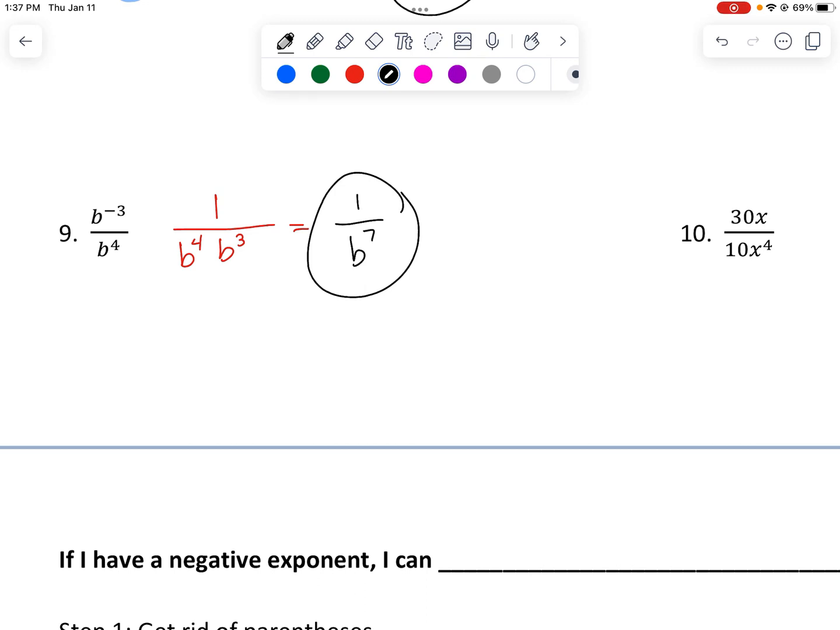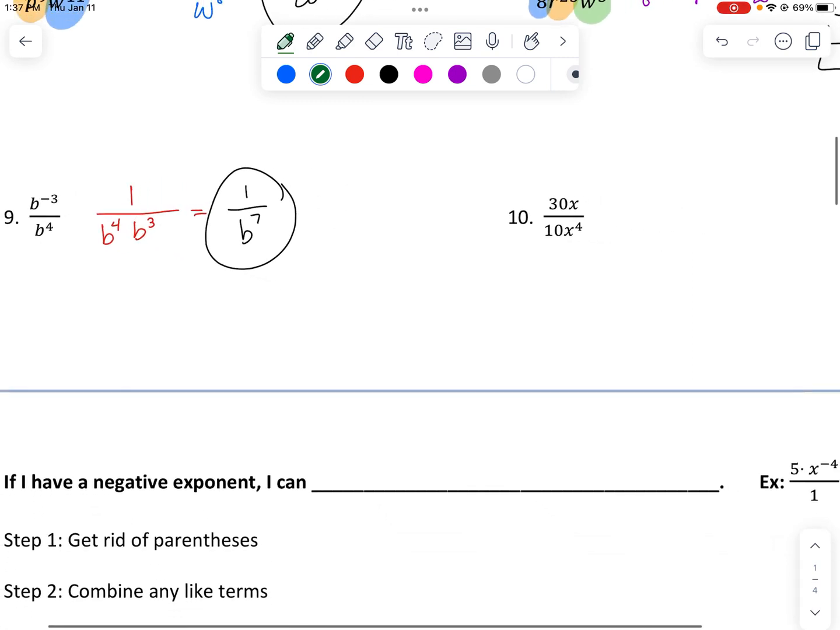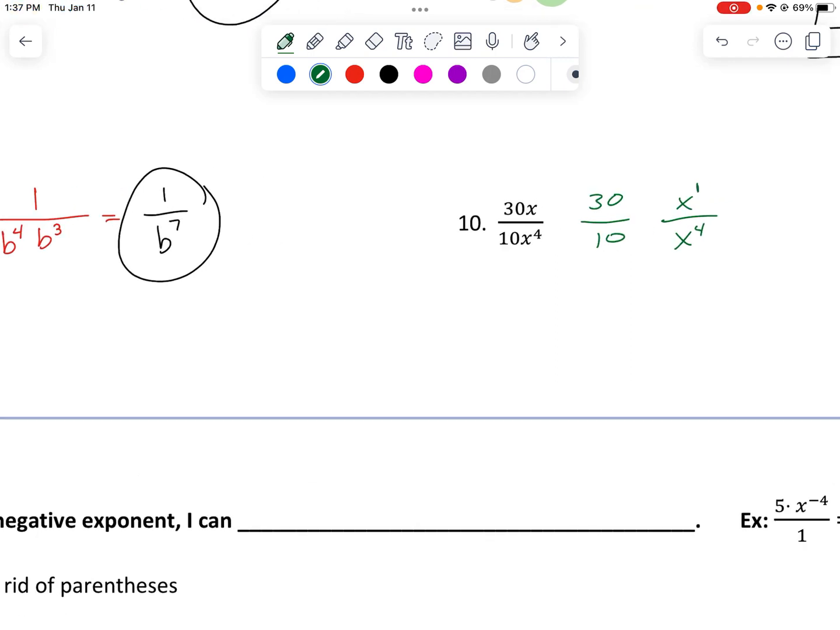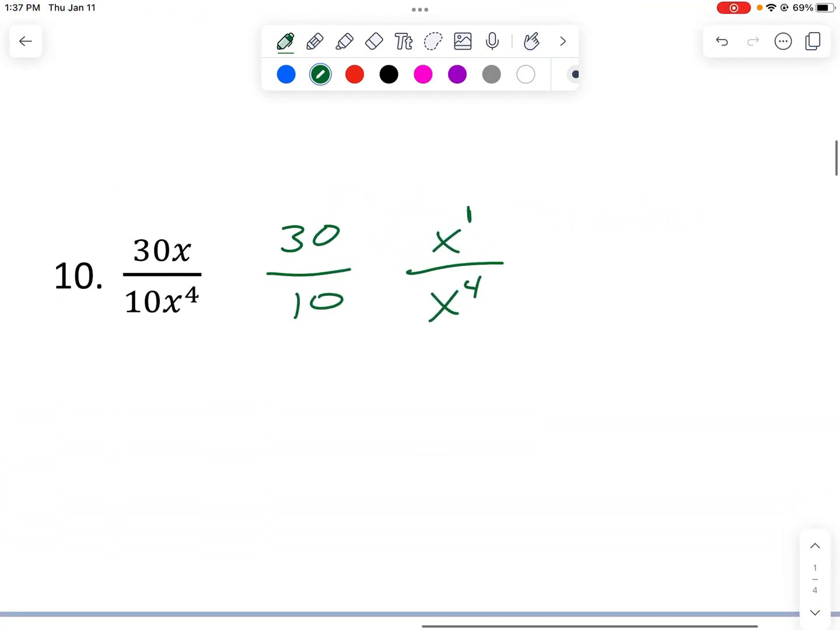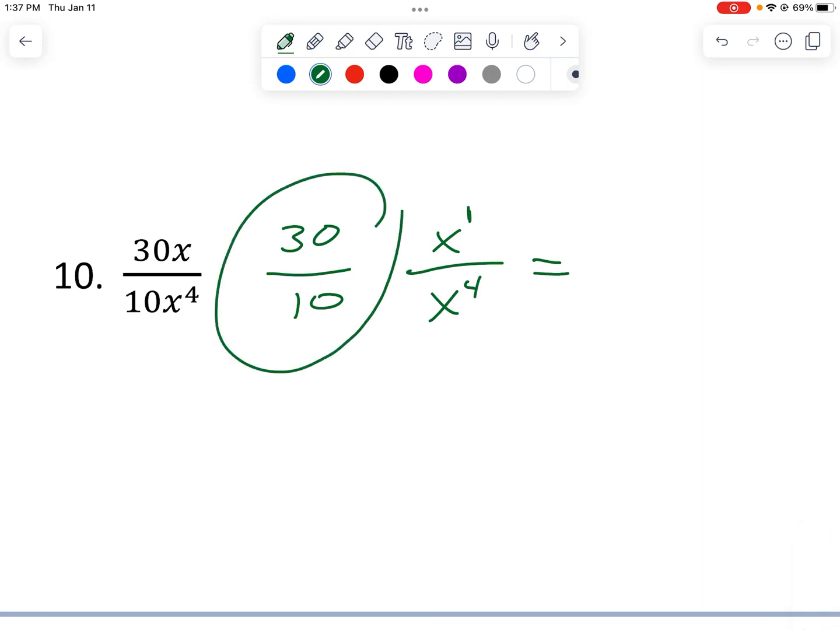And 10, if you remember, 10, we have to split this up into 2 parts. Whole numbers and variables. And I'll put a 1 for that x. And when I'm simplifying, I have to divide these, and I have to subtract the exponents. So 30 divided by 10 is 3, which is the same as 3 over 1.